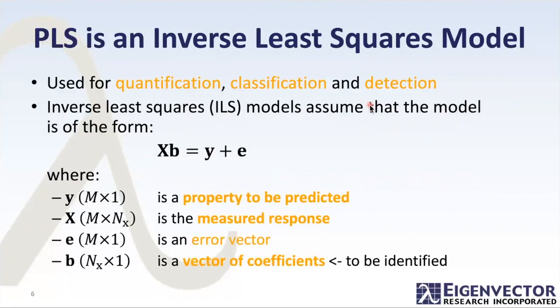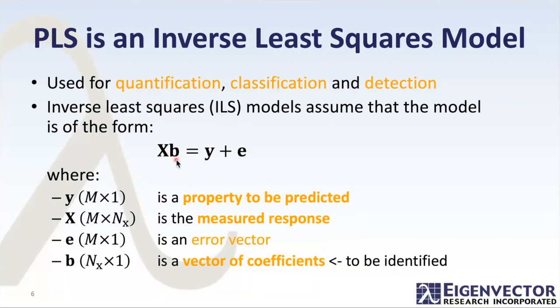And the model, and this is going to be one of the very few equations that we show, is an inverse least squares model that assumes that we have our measured X block, and we're going to try to create a mapping to our measured Y block, or our reference values. And the mapping is this regression vector. So it's a linear model. X times B is equal to Y.